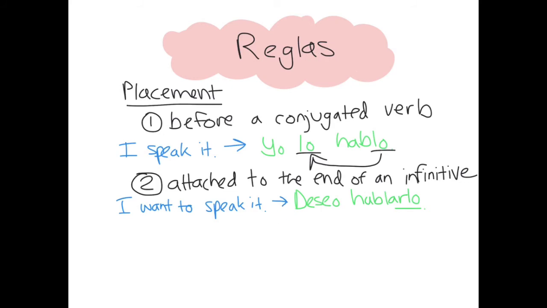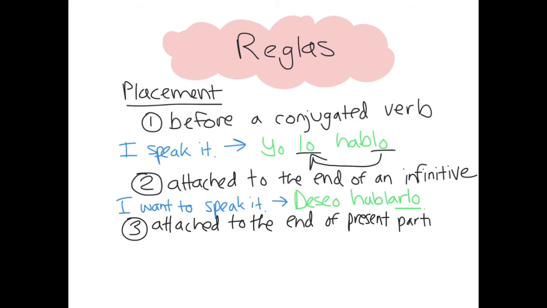It could also go before the deseo where the arrow just pointed. So you could say lo deseo hablar. That's also considered grammatically correct because deseo is a conjugated verb. Now, there's another scenario we need to keep in mind. You could attach these to the end of a present participle. That's the verb's ing form or the gerund form of a verb. They can also be attached to commands, but we're not going to get into that right now.